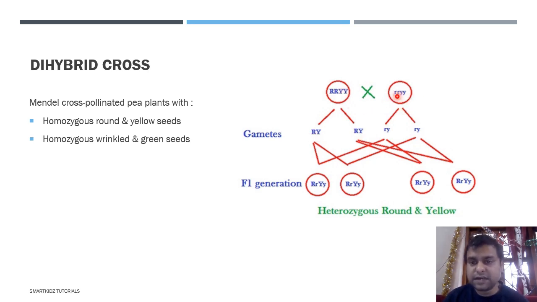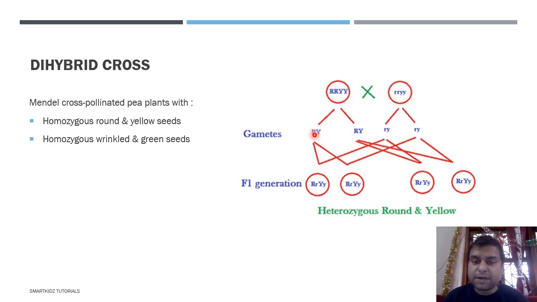Similarly, in this case, there are two small r's and two small y's. So one small r and one small y come here, and one small r and one small y come here. Now these are the gametes, and they have now segregated separately. Now that they have segregated separately, the time for combination comes. So one set of gametes will combine with one set of gametes from this particular organism.